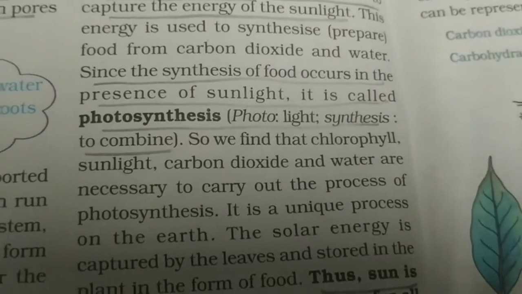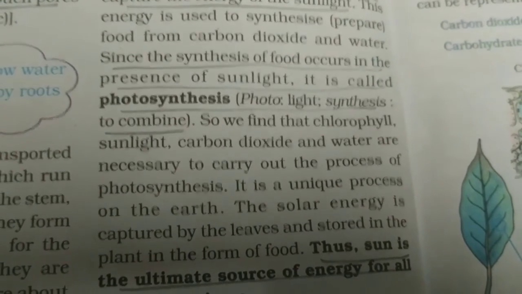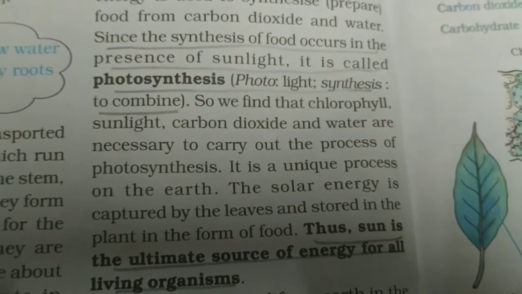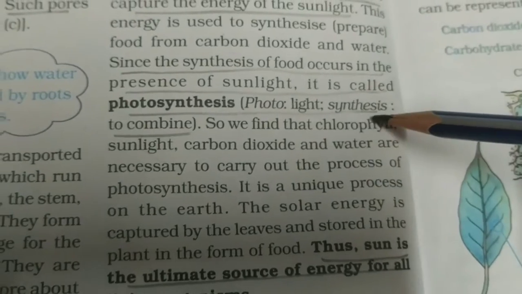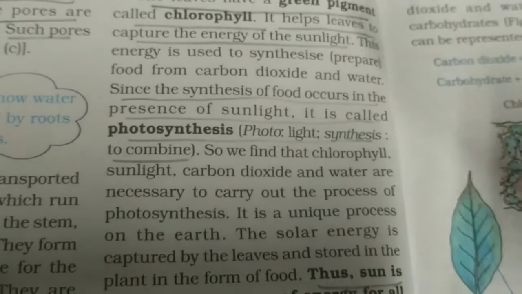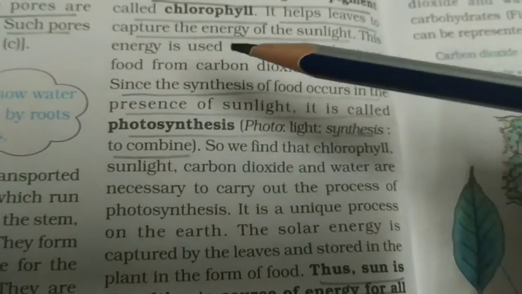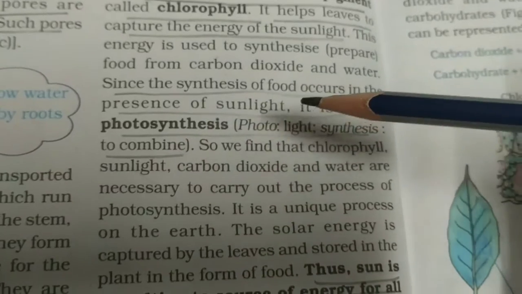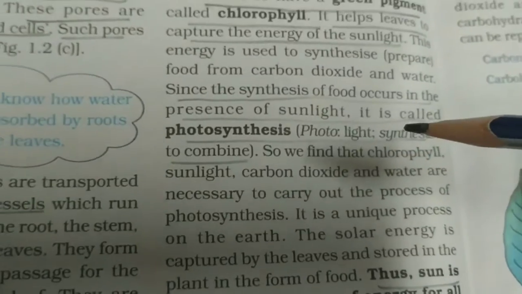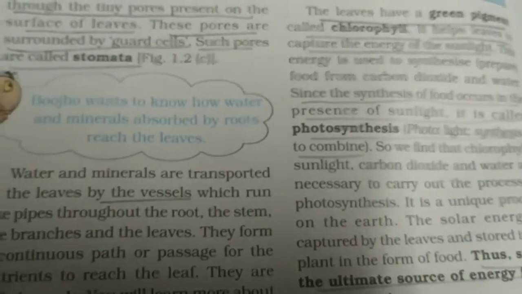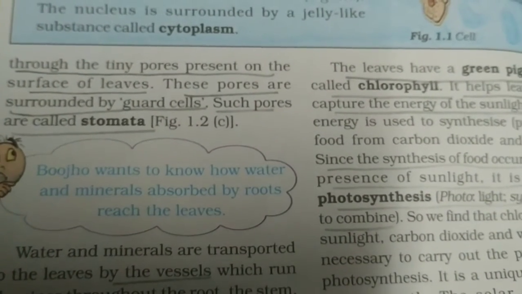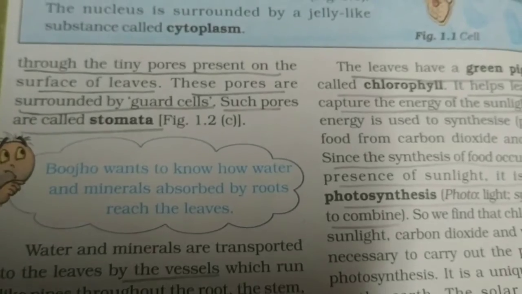Now, we find that chlorophyll, sunlight, carbon dioxide, and water are necessary to carry out the process of photosynthesis. Why is chlorophyll necessary? Because chlorophyll helps the leaves to capture the energy of the sunlight, right? Why is sunlight necessary? Because the synthesis of food occurs in the presence of sunlight. Why is carbon dioxide necessary? Because carbon dioxide is taken in through the stomatal pores present on the leaves.